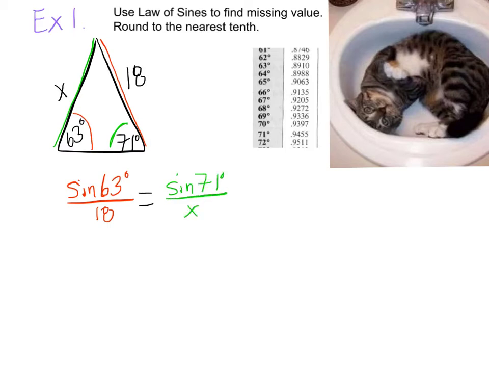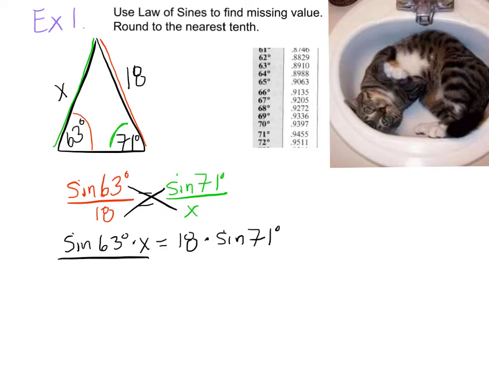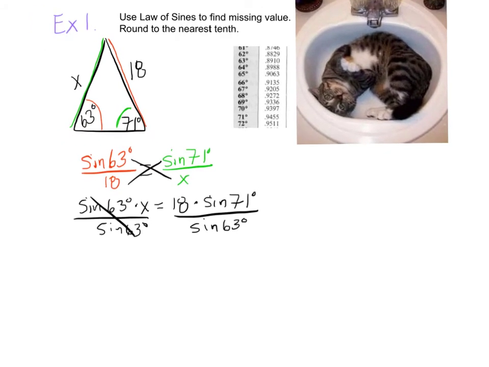This is a proportion. Now, all I'm going to do right now is cross multiply and divide. So I'm going to cross multiply, and I get the sine of 63 degrees times x equals 18 times the sine of 71 degrees. Now, I'm going to divide by the sine of 63 degrees to get x by itself. And here's where we're going to start doing some substitution. Now, x is equal to 18 times the sine of 71 degrees divided by the sine of 63.